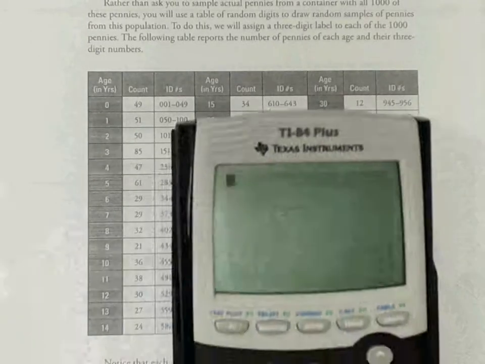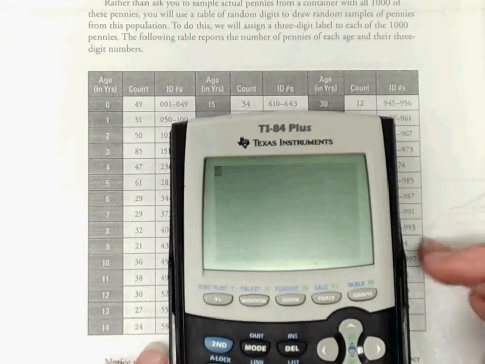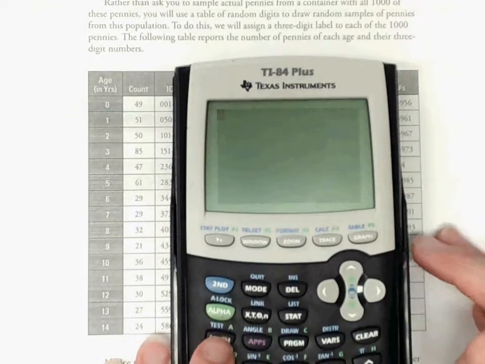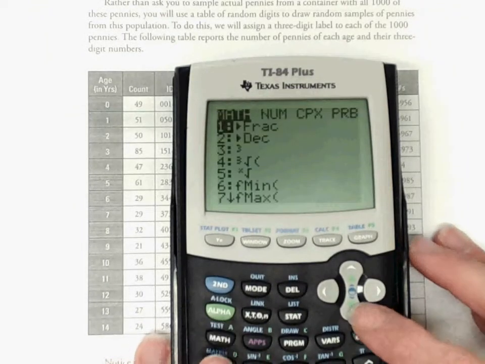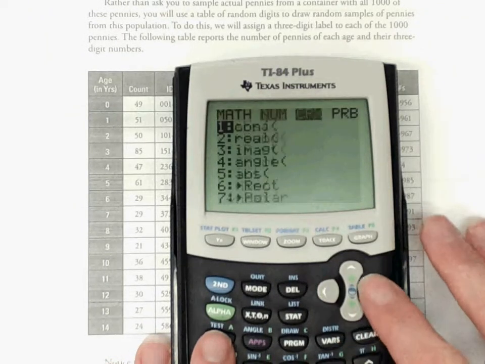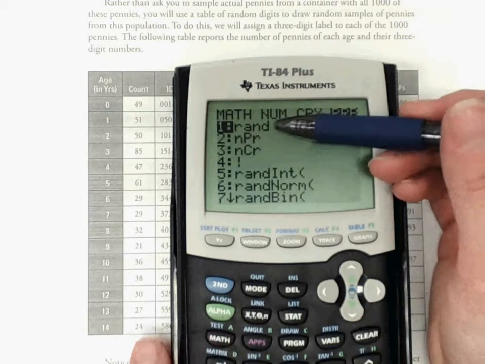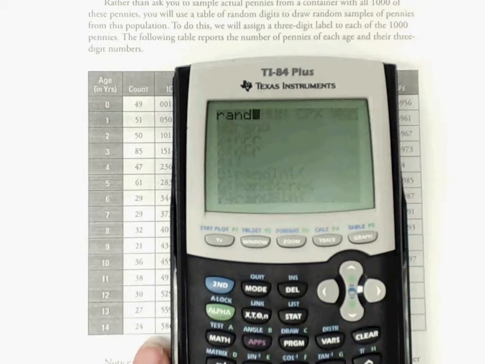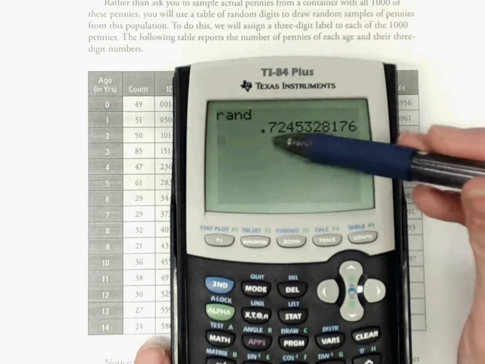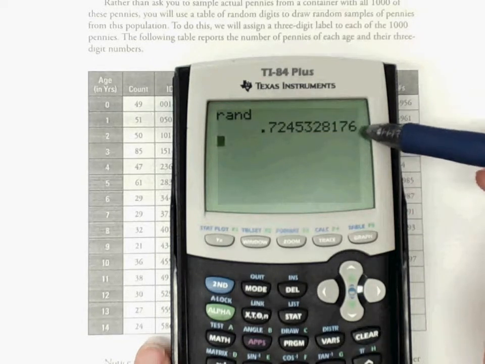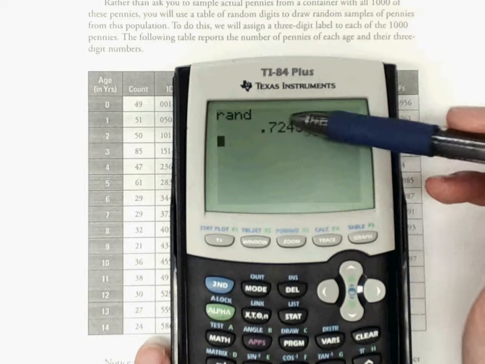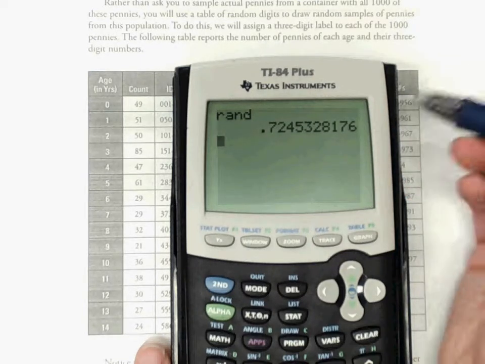In order to get your random number, you go to math, which is right here below alpha, and then you go over to probability, and when you're on rand, that means random, and we can just hit enter. Now, this is not a 3-digit number, this is just a string of numbers. The numbers that we care about are the first 3. We're going to look at them in groups of 3.